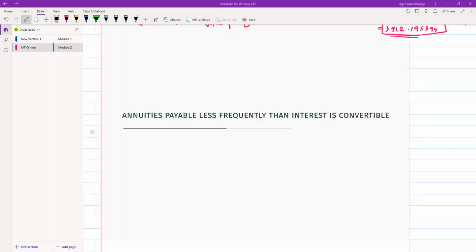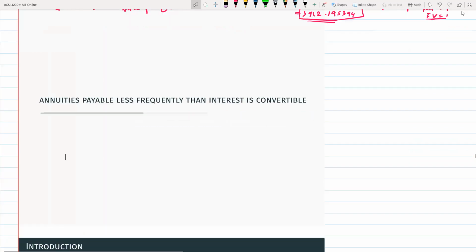Okay, let's talk about annuities where the payment period is less frequent, the number of payments is less frequent than how many times interest is calculated. So let me draw a timeline and explain what this means.